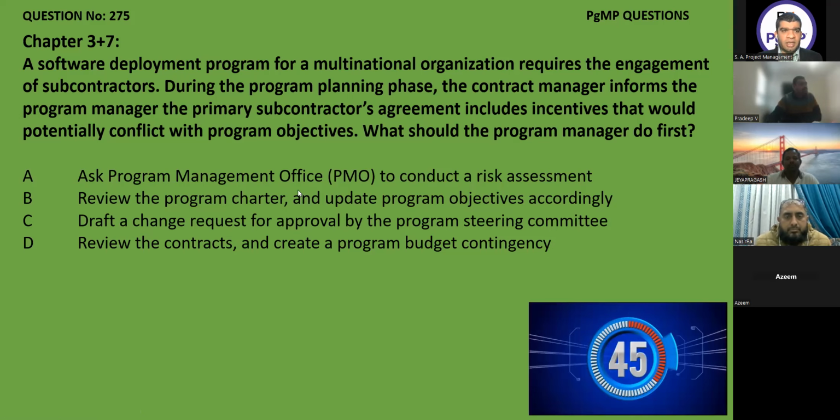Okay, we have different options. A, ask the program management office to conduct a risk assessment. Nobody gave this option. This is not correct, because the program manager himself has to do something. He cannot ask the PMO to do the risk assessment. Okay. B, review the program charter and update the program objectives accordingly. Who gave B? Anyone? Amir, why B?